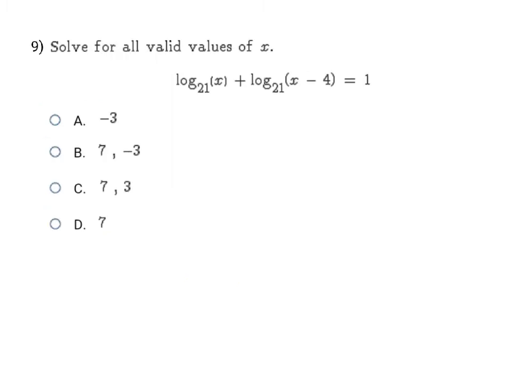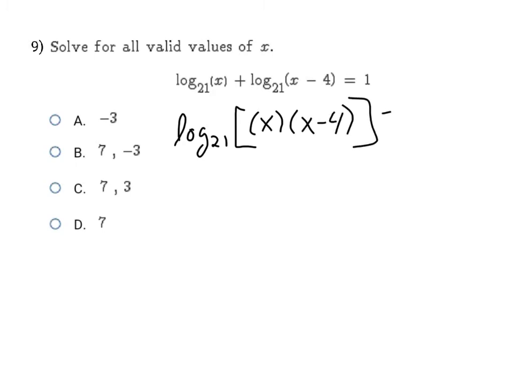Once again, before I can solve this, I'm going to need to combine these logs into one log. So just like before, I can take the log of 21, and then as my argument, I can combine those by putting them multiplied to each other. So it's going to look like this. And it still equals 1.